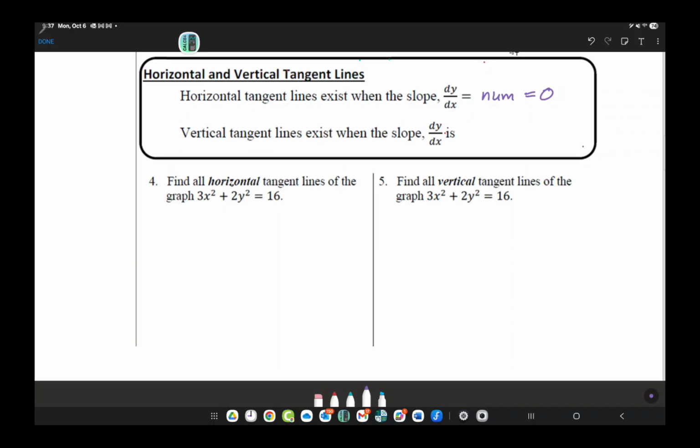Now, to get a vertical tangent line, that means the slope is undefined. And when is the slope undefined? The denominator equals 0. So anytime they ask for a horizontal tangent line, you just set the numerator equal to 0. Anytime they ask for a vertical tangent line, you set the denominator equal to 0. Now, for these questions, they want you to find the coordinates, the coordinates for when you have a vertical or horizontal tangent line.